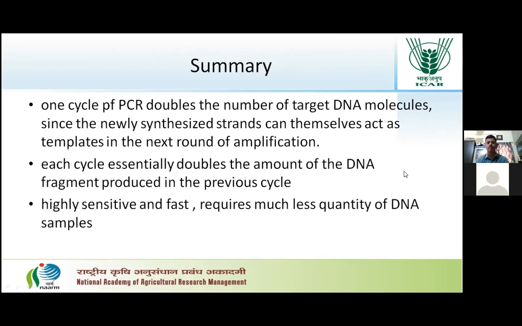So I will summarize this topic here: one cycle of PCR doubles the number of target DNA molecules, which are newly synthesized strands, and they themselves act as templates in the next round of amplification. Each cycle essentially doubles the amount of DNA fragment produced in the previous cycle, and it is very highly sensitive and fast, which requires less quantity of sample, which is a very big advantage.